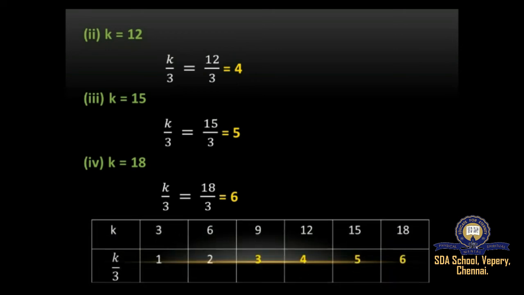Okay, so in the tabular column, you will be filling the values of k by 3 as for 9, you will be getting 3. And for 12, you'll be getting 4. And for 15, you'll be getting 5. And for 18, you'll be getting 6. Got it, students? So that's it for today's class.